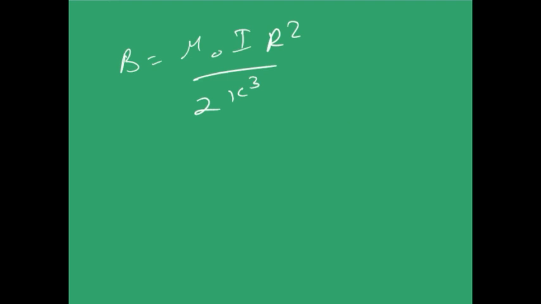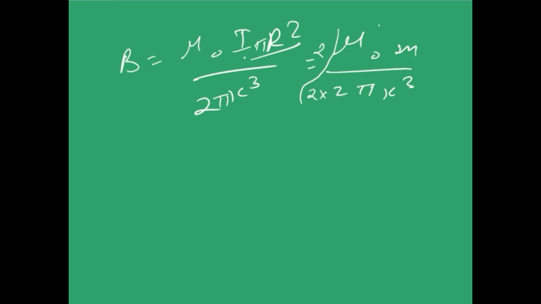So the same formula can be written as mu naught m, magnetic moment, by 2 pi x cube. What have I done? I have multiplied with pi and divided with pi so that this becomes my area, and current times area is my magnetic moment. And in the denominator I have got 2 pi x cube, and I'll multiply and divide with 2 so that I get this mu naught by 4 pi term, because that is my well-known constant, 10 power minus 7. So what have I got here? Mu naught by 4 pi into 2m, 2 times magnetic moment by x cube.